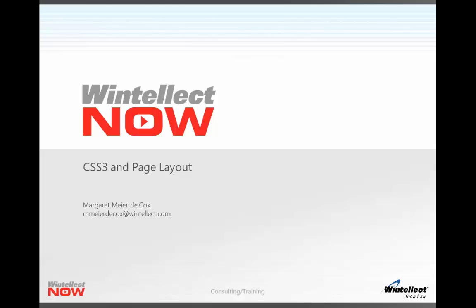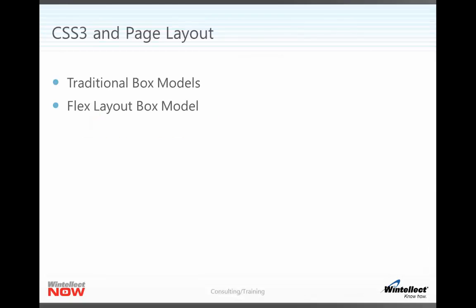In this movie, we'll be looking at the CSS3 properties that directly influence page layout, the box models. First, we're going to take a look at the traditional box models, those that go all the way back to the beginning of HTML and CSS, and the ones most commonly in use today. Then we're going to take a look at the new Flex Layout box model available in CSS3 and the advantages that it has to offer for now and into the future.